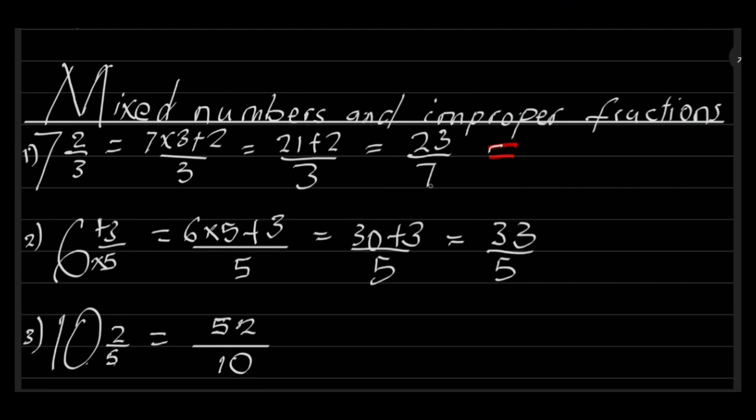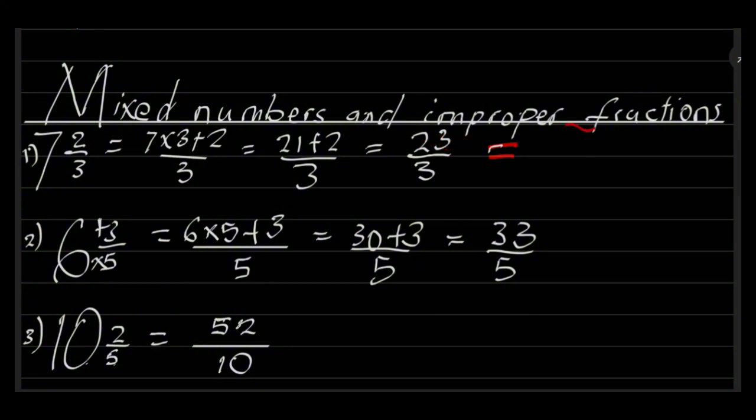Now we realize that 7 will go into... I think I made a mistake here. No, it's a good thing I came back to correct it. So we were supposed to have 3 as our denominator. Like I said, the denominator never changes. So we were supposed to have 3 as the denominator, and 3 will go into 23 7 times.